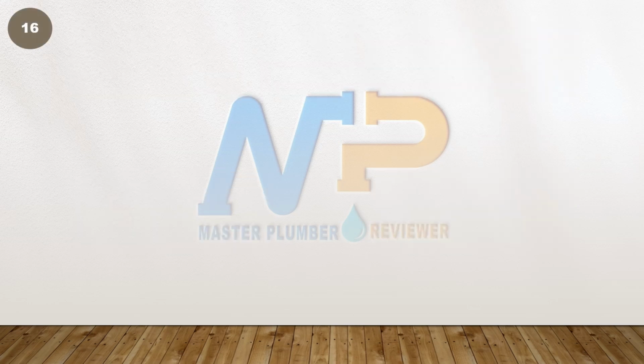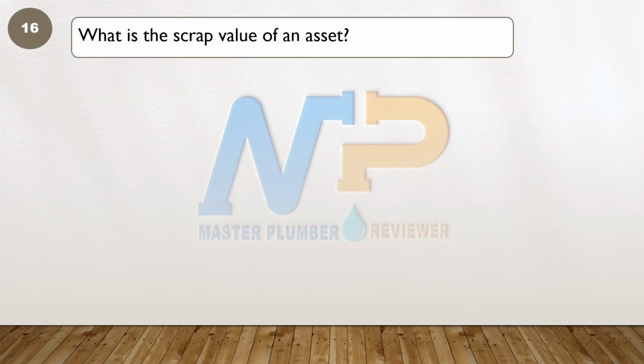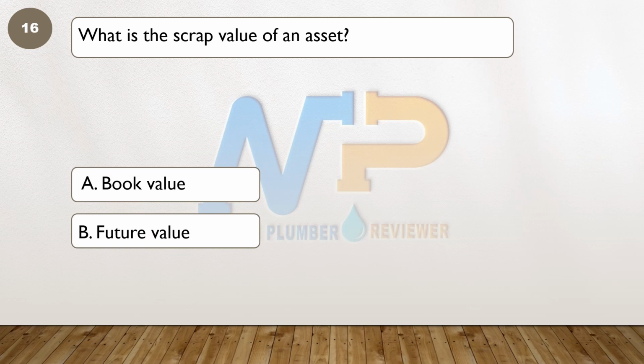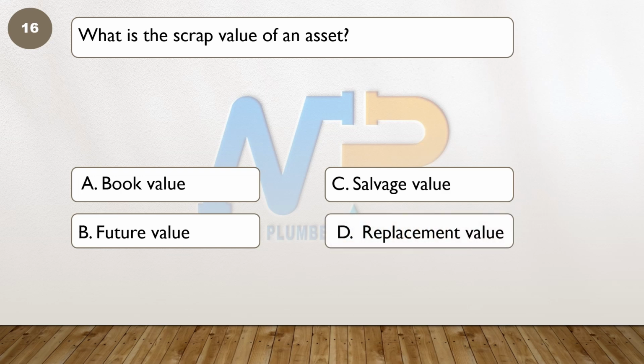Number 16. What is the scrap value of an asset? A. Book value, B. Future value, C. Salvage value, D. Replacement value. The answer: it's C. Salvage value.